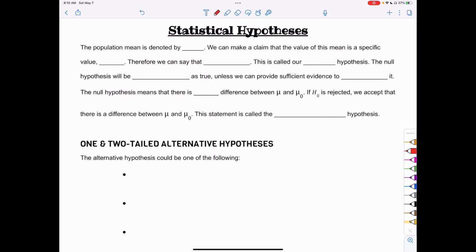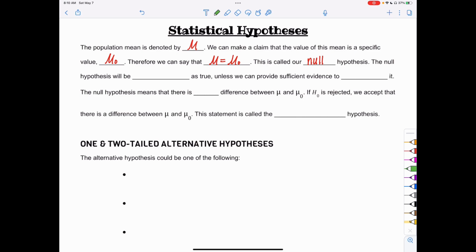Hello, today we're going to talk about statistical hypothesis. So, the population mean is denoted by the Greek letter mu. We can make a claim that the value of this mean is a specific value, meaning a number, which we're going to call mu sub 0 or mu naught. Therefore, because we make a claim that the mean is a specific value, we can say that mu is equal to mu sub 0. This is what we call our null hypothesis.